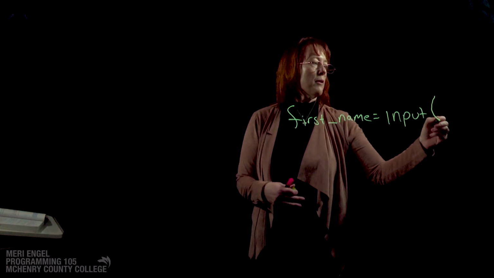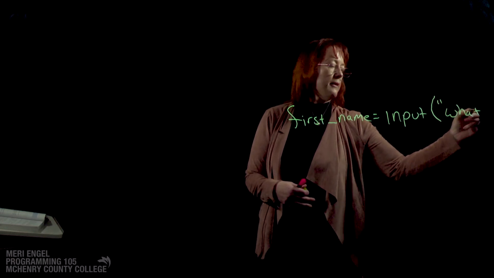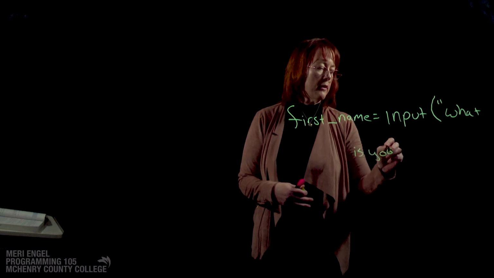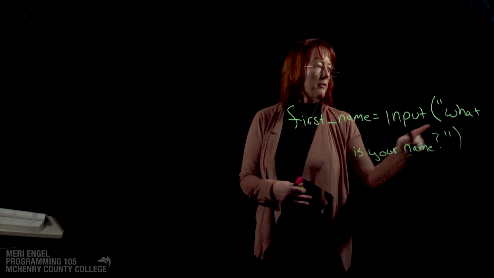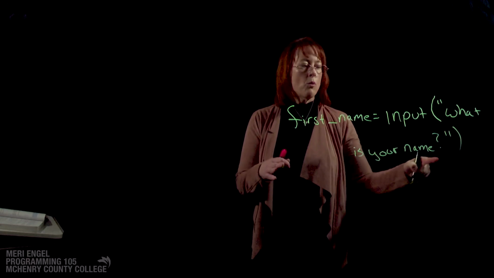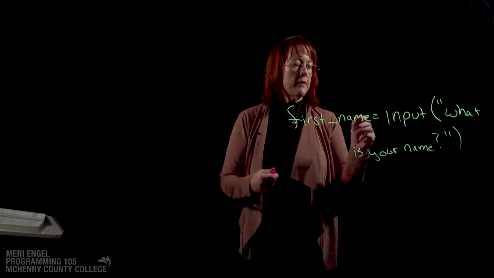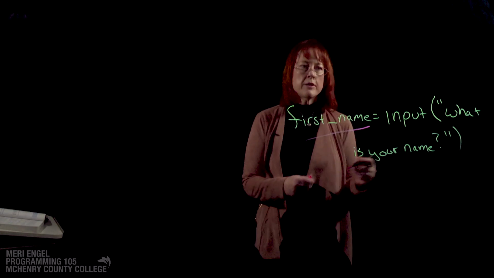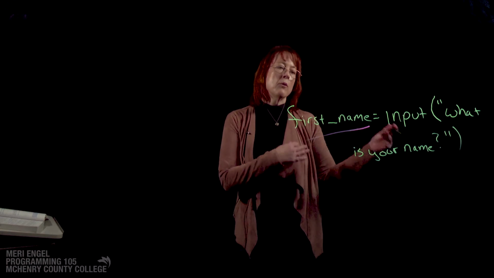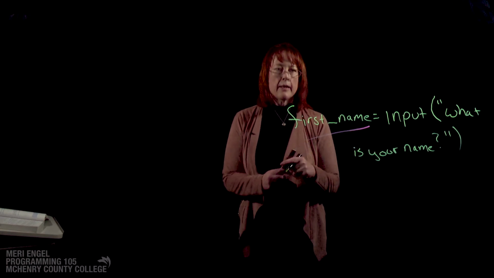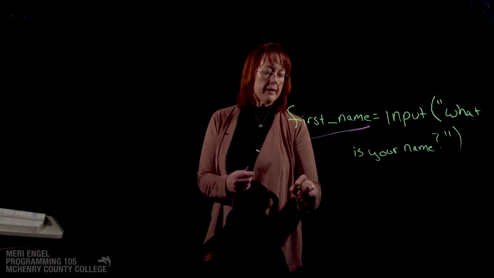So we will have our parentheses, and this can wrap on lines. What is your name? And that will display on the screen. Whatever is typed in by the user will be stored in the first name. And then if we wanted to do output, we would do print first name or print hello plus first name or something like that. Now, if we want to get numeric input, we would do something like this.